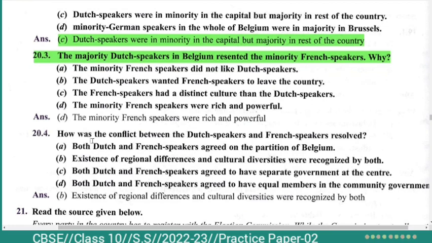The majority Dutch speakers in Belgium resented the minority French speakers. Why? Because the minority French speakers were rich and powerful.